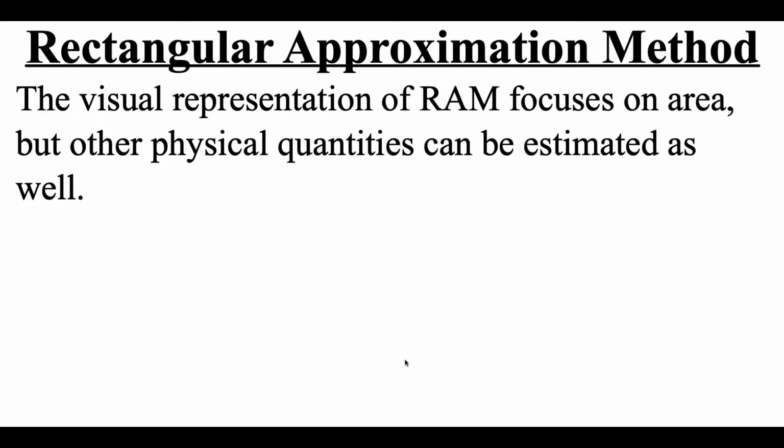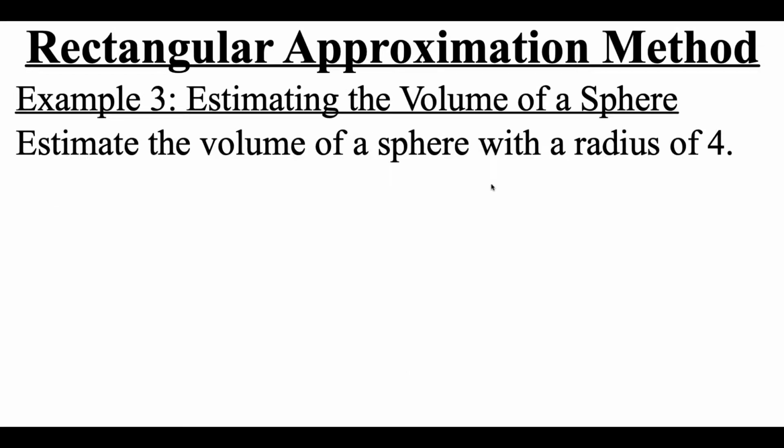Now, the visual representation of this rectangular approximation method focused specifically on area, but other physical quantities can be estimated as well using this exact same method. So in this example, we're going to look at estimating the volume of a sphere that has a radius length of 4. Now, before we start thinking three-dimensionally, let's think two-dimensionally. A two-dimensional sphere is really just a circle, and if we think about the equation of a circle with a radius of 4, that would be x squared plus y squared equals 16.